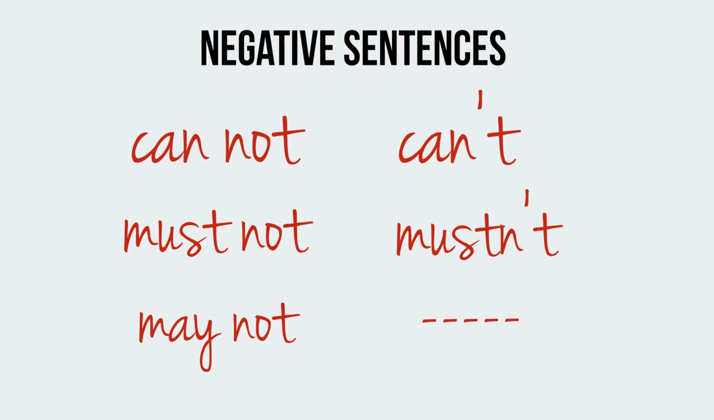Modal verbs in negative sentences have short forms. Repeat after me. Cannot, can't, or can't. Can't is the American way to pronounce it, and can't is the British way to pronounce it. Once again, cannot, can't, or can't. Must not, mustn't. And may not doesn't have the short form.